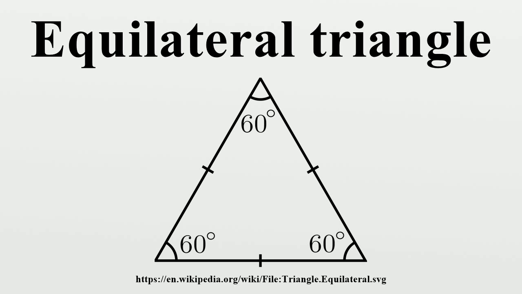Three of the five Platonic solids are composed of equilateral triangles. In particular, the regular tetrahedron has four equilateral triangles for faces and can be considered the three-dimensional analog of the shape. The plane can be tiled using equilateral triangles, giving the triangular tiling.